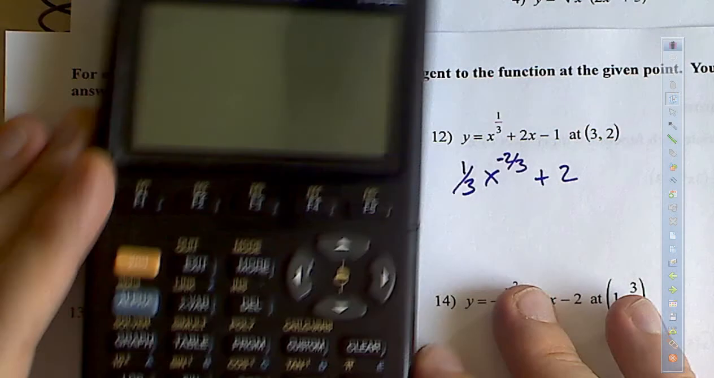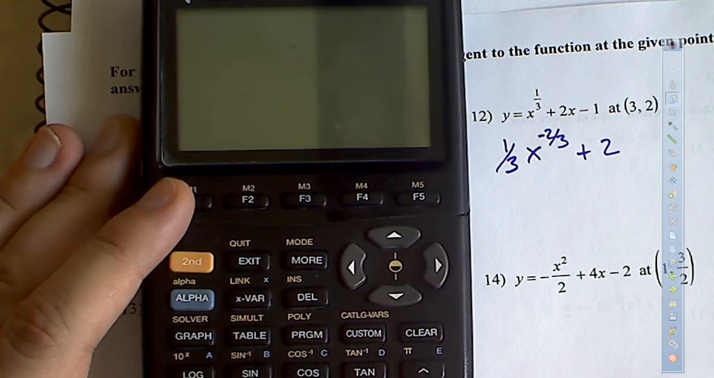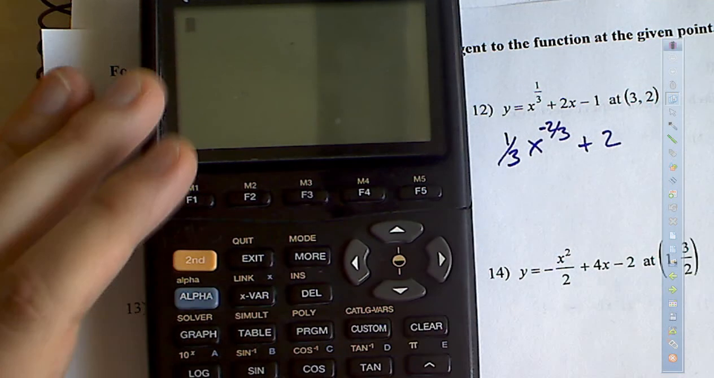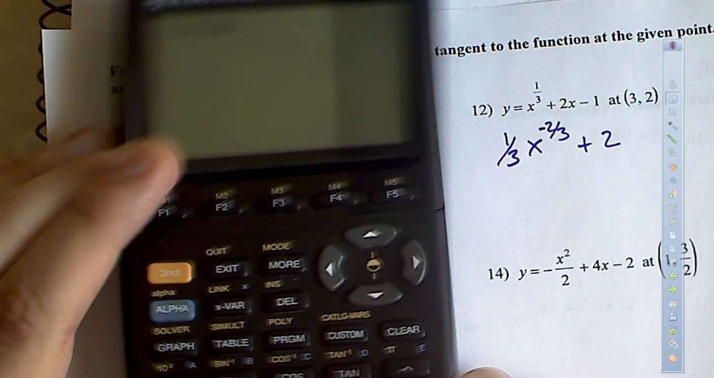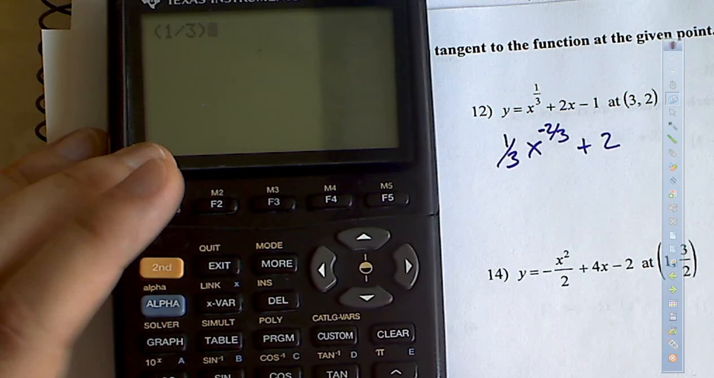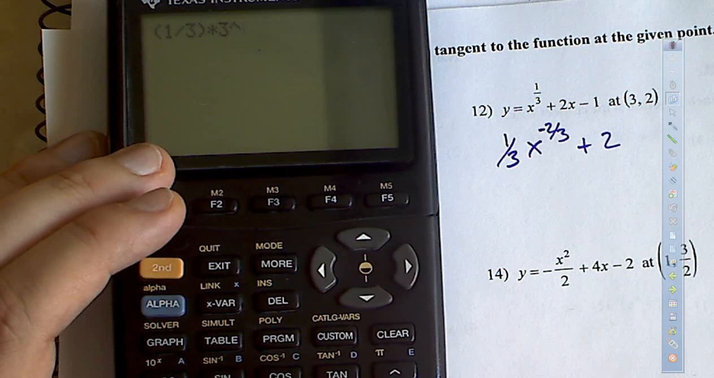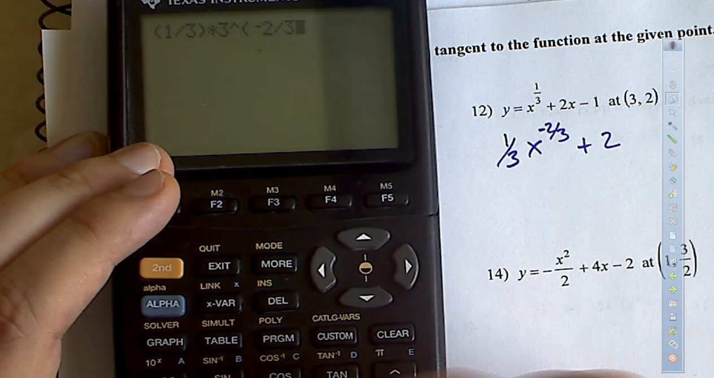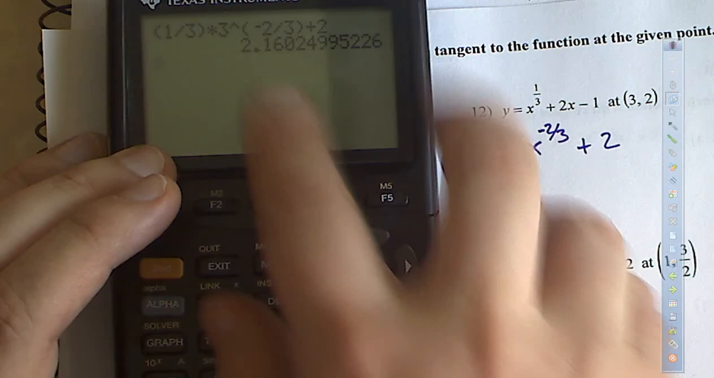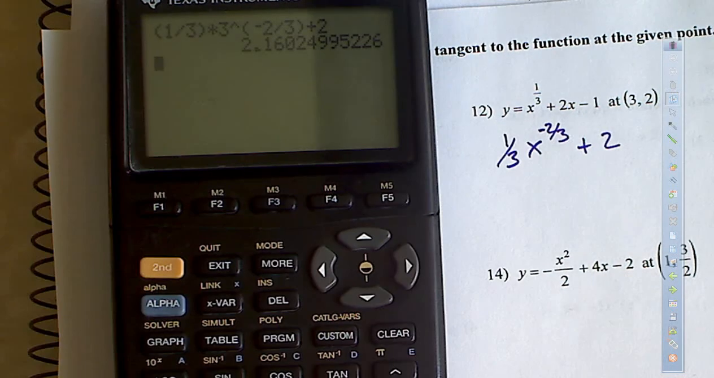See what I'm saying? Because now, if you type this into your calculator, you can do 1/3, and then instead of x, we're going to put 3. So times 3 to the, in parentheses, negative 2/3 power, plus 2. And there we go. We'll approximate that to 2 decimal points, and that'll be our slope. So m equals about 2.16. And then we'll use that for everything else.